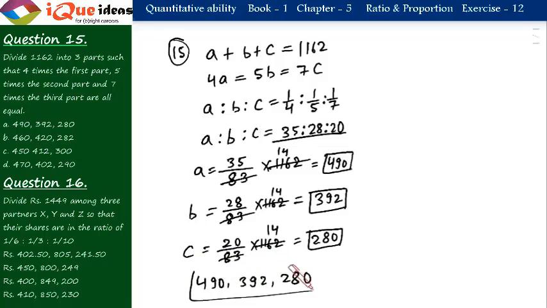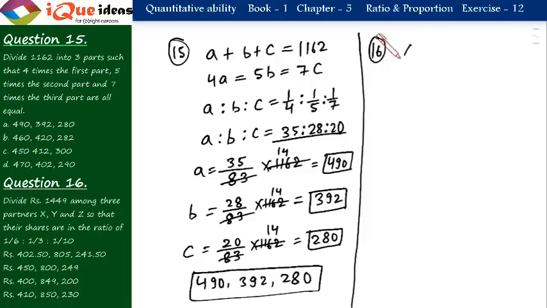Alright. So this is how this question should have been done. Now question number 16. It says divide rupees 1449 among 3 partners X, Y, Z so that their shares are in the ratio of 1 by 6 is to 1 by 3 is to 1 by 10. It is almost similar to the 15th question. We already have the ratio of X is to Y is to Z given as 1 by 6 is to 1 by 3 is to 1 by 10.